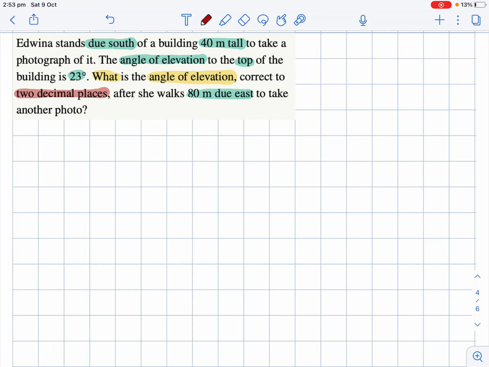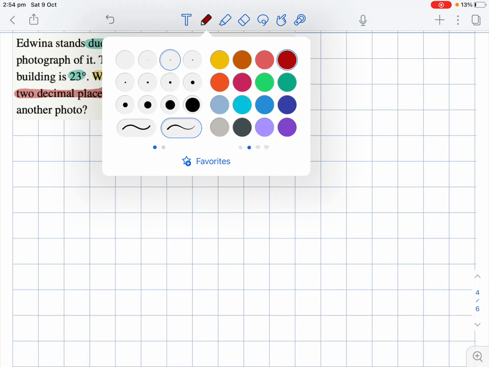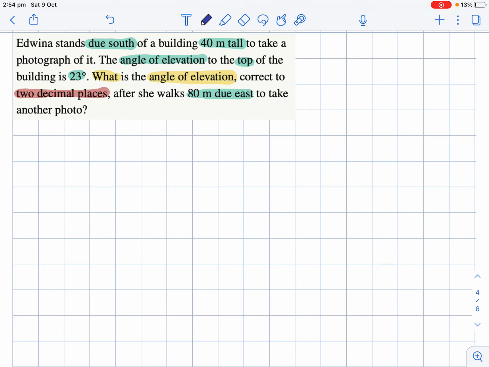Alright, let's have a go at drawing this diagram. As I always say, start with a point. We need to start a diagram somewhere, so let's just put a point on here. Here's my point. This is E for Edwina. Edwina stands due south of a building. So due south, that's just a fancy way of saying exactly south.